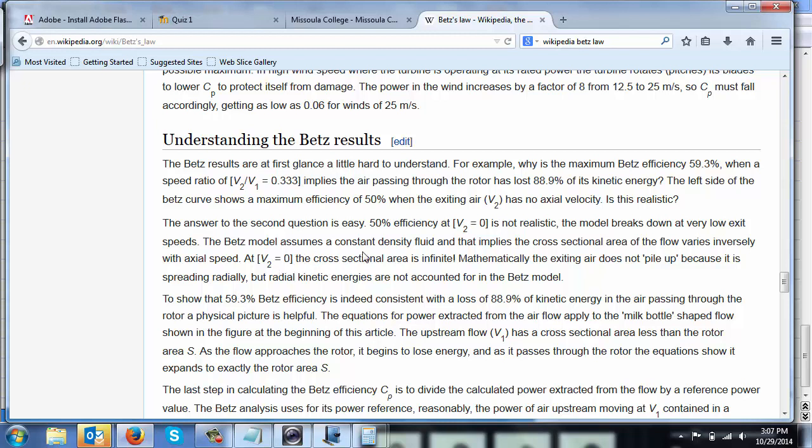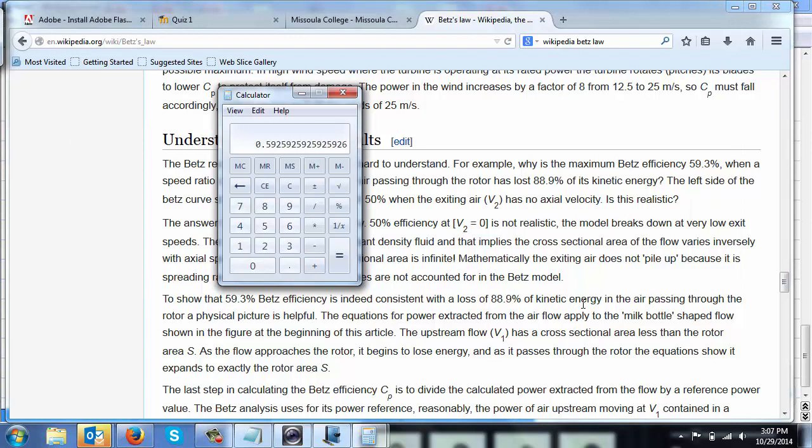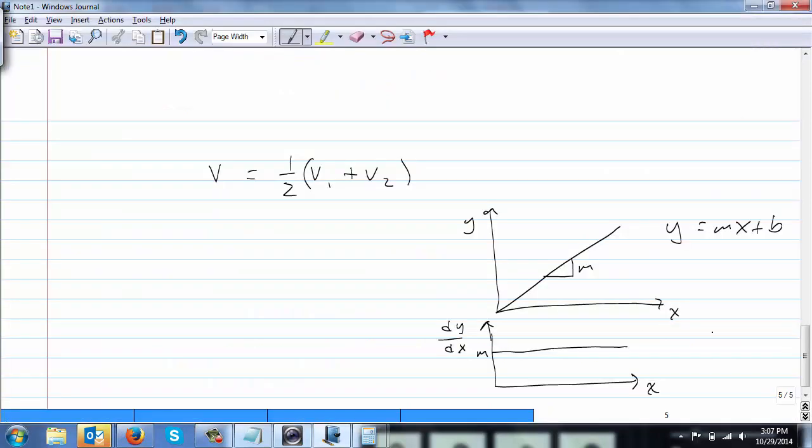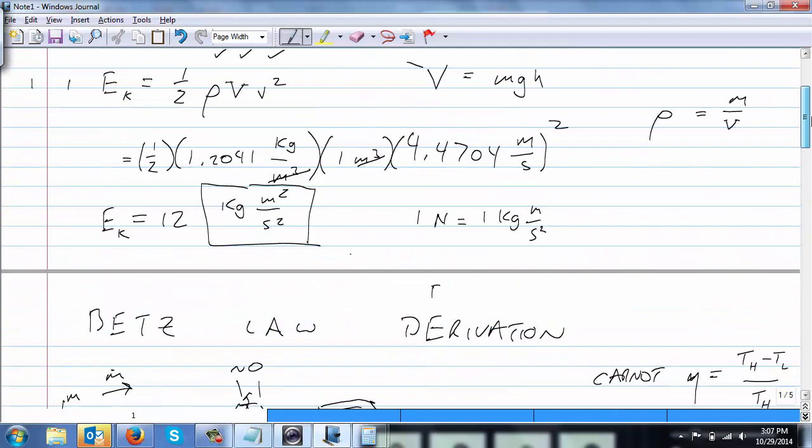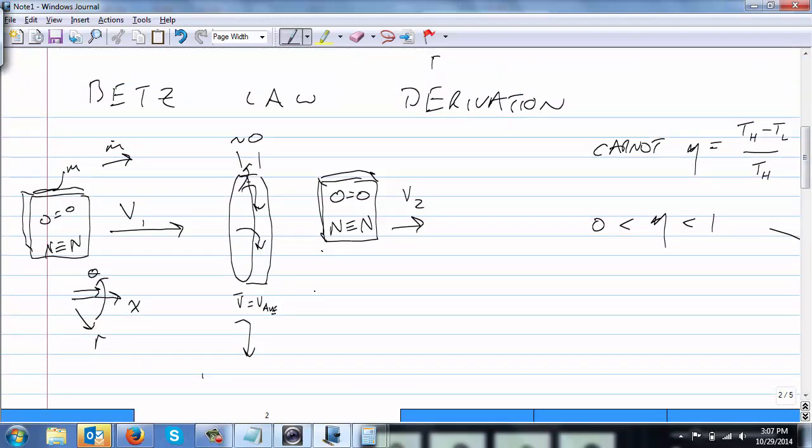It says at V2 equals 0, the cross-sectional area is infinite, and in a sense, that smacks of what I drew. If V2 were 0, it would mean that all of this wind was in fact coming out somewhere else, right? So we mentioned that already. Is that pretty clear though, guys? I mean, where the whole thing comes from, Betz's Law? Well, you can't really beat it, unless you redefine the conservation of energy, or redefine Newton's second law.